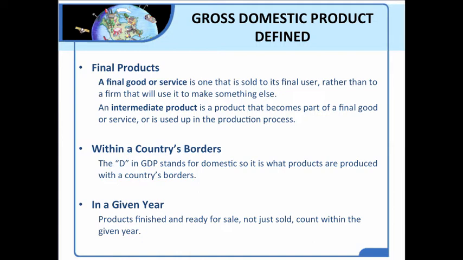However, those items that are made in one year and sold in the next are counted in GDP in the year in which they are made. So once a good has been produced and it's ready for sale, we count it as part of GDP. We don't count it when it is actually sold.